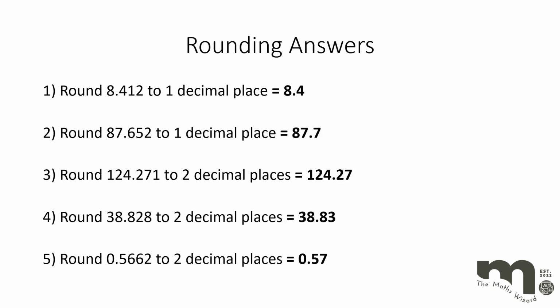Here are your answers to these questions. They're all relatively similar to the examples. Still the same if you've got an answer that's less than 1 here. Obviously here we've got this 6, which means it'll become 0.57 for that one.